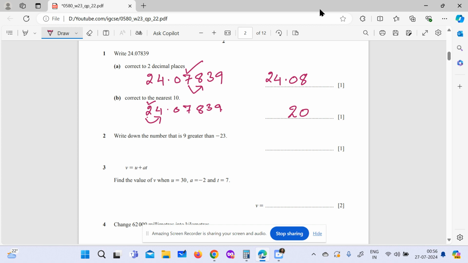Now the next part is write down the number that is 9 greater than negative 23. So again, negative 23 plus 9, and that gives you negative 14.